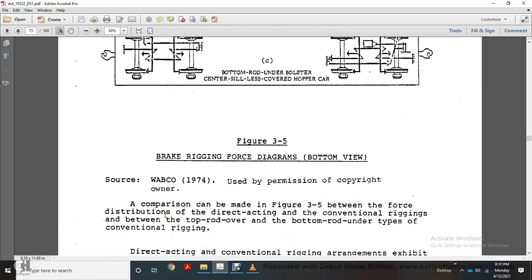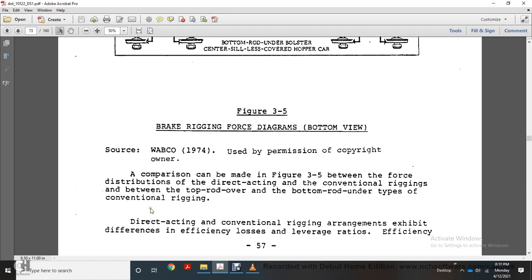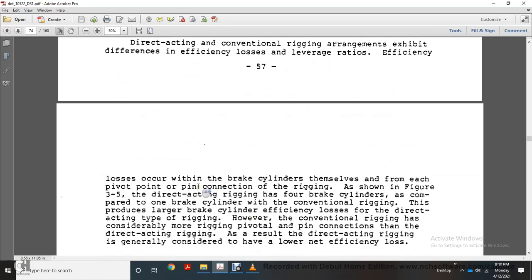A comparison is made with figure 3-5 between the force distribution of the direct acting and the conventional rigging, and between the top rod over and the bottom rod under types of the conventional rigging. Direct acting and conventional rigging arrangements exhibit a difference in efficiency, a loss of lever ratio efficiency. Losses occur within the brake cylinders themselves and at each pivot point with the pin connections in the rigging, as shown in figure 3-5.